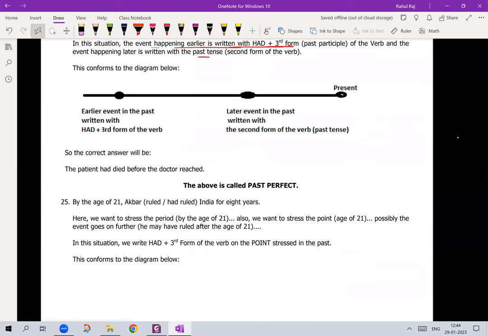So imagine again. Now the time frame is again defined. So again, you will use past perfect. Simple logic. By age of 21, Akbar had ruled India for 8 years. You can't say Akbar ruled India. Akbar might have ruled India at the age of 30 also, at the age of 40 also, at the age of 50 also. We don't know about it. But if I define a point of time that by age of 21, you have to use past perfect. Akbar had ruled India for 8 years. Imagine he was ruling India at the age of 13 years. Can you imagine?